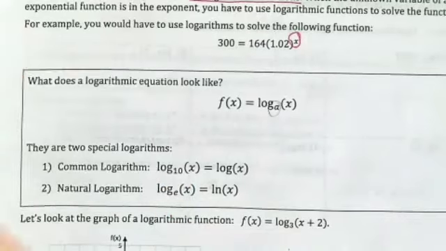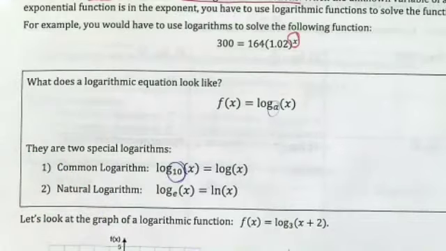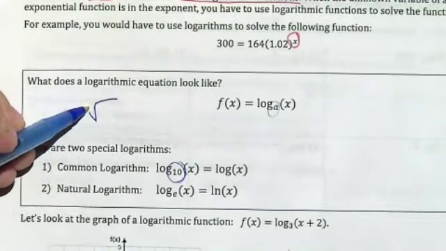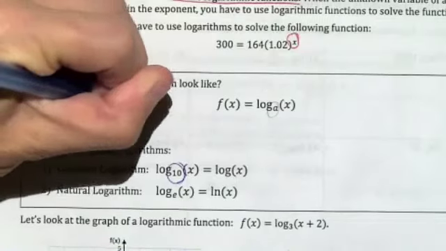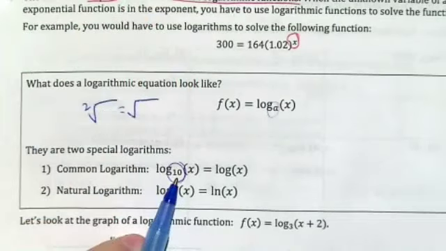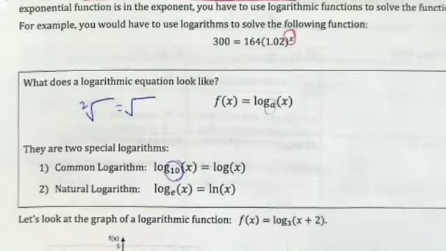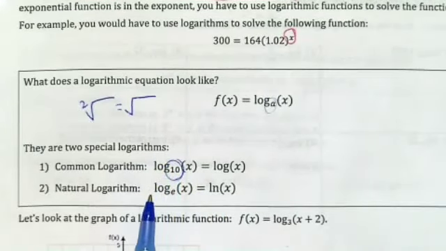A common log is base 10. It's kind of like a square root. Technically it has a 2 here, but we don't put it because it's so common. Same thing with common logs. If you just see log without a number, you just assume it's base 10. And natural log is just log base e.